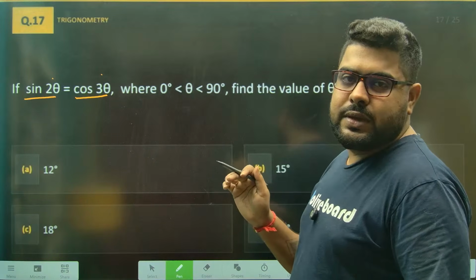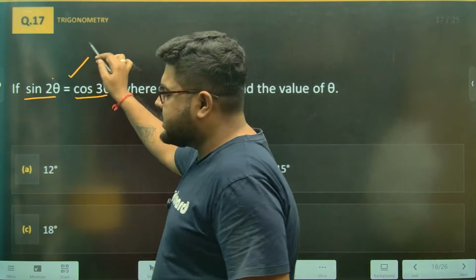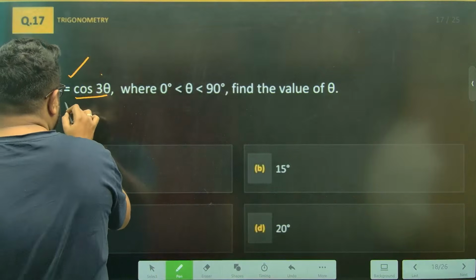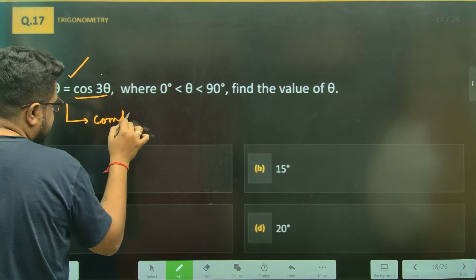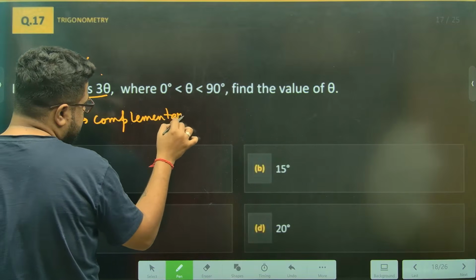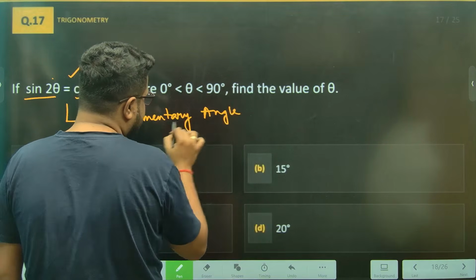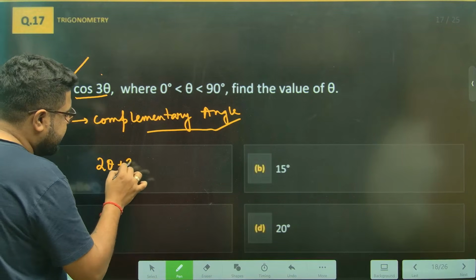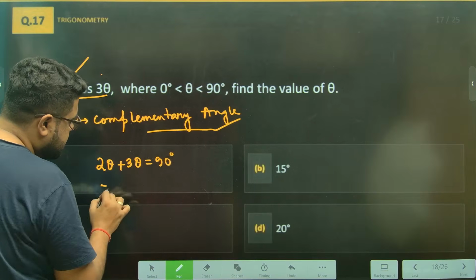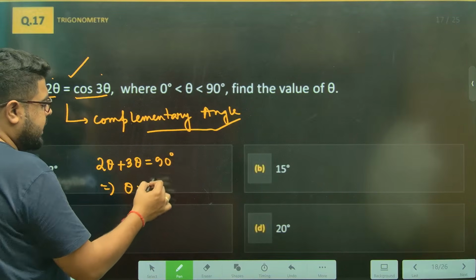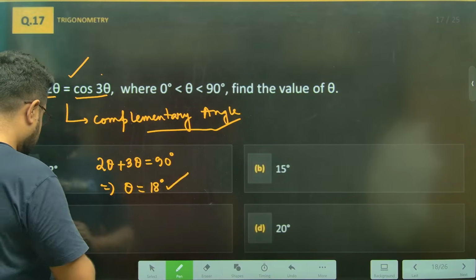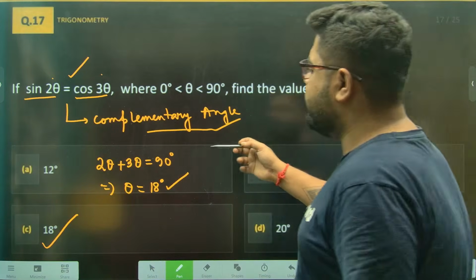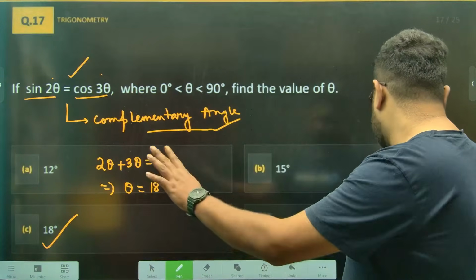Put the values. It also happens. Either you can put the values, or what you can do, sir, one more thing I can do. Can anyone think along this line? Complementary angles, sir. Sine equal to cos. So 2 theta and 3 theta are complementary, sir. So 5 theta is 90. So theta will be 90 by 5, which is 18 degrees. Option C once again is the answer. Either you do it like this or you put the values and check. This is a better method.